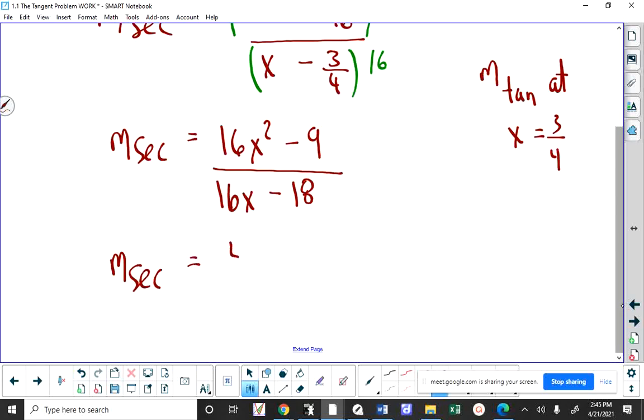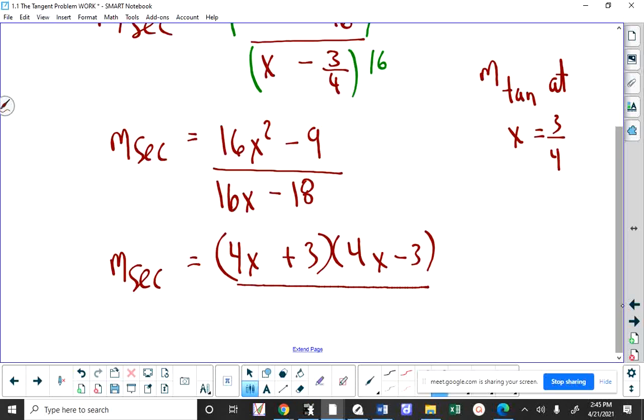The top is a difference of squares. The bottom has a common factor of... that should be a 12, shouldn't it? Not 18, 12. The bottom has a common factor of 4. And what's about to happen, everybody, and I am dead serious.